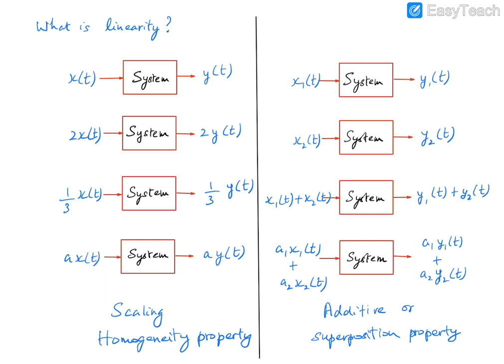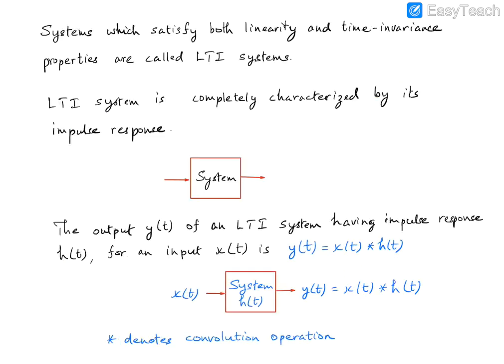So basically this is combining the scaling property as well as the additive property together. We call this the superposition property, and when a system satisfies these properties, it is said to be a linear system. So in general, what we say is a system is LTI if both the linearity and time invariance properties are satisfied.